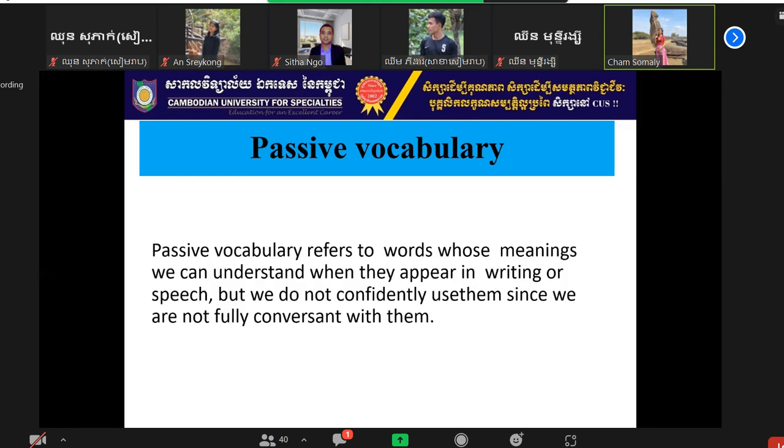And the passive vocabulary refers to the words whose meaning we can understand when they appear in writing or speech, but we do not confidently use them since we are not fully concerned with them.